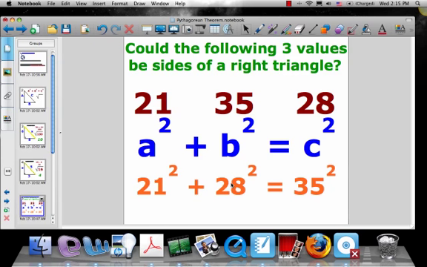And when I take 21 to the second power and I add that to 28 to the second power, I get 1,225. Now, when I take 35 to the second power, I also get 1,225. So now, as a result, this means because the left side and the right side have the same value, then these could be three values of a right triangle. If the math didn't work, then the answer would be, in fact, no.